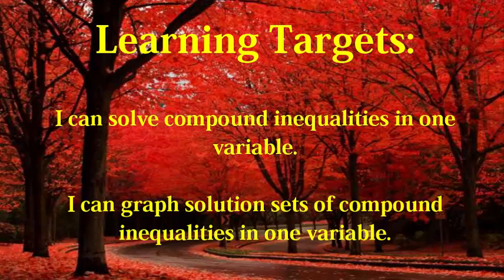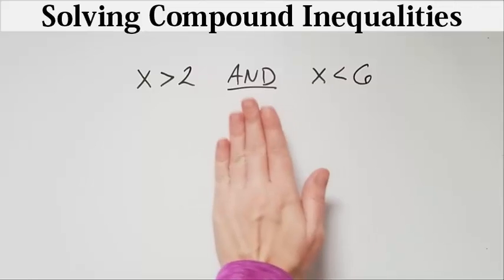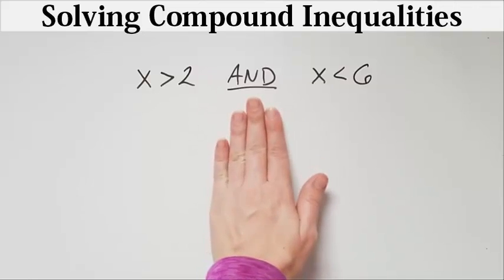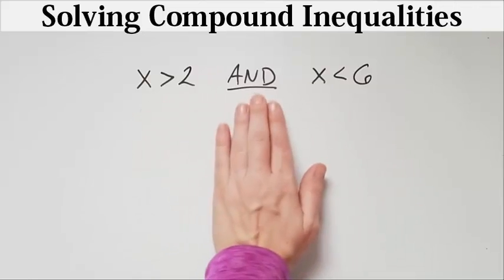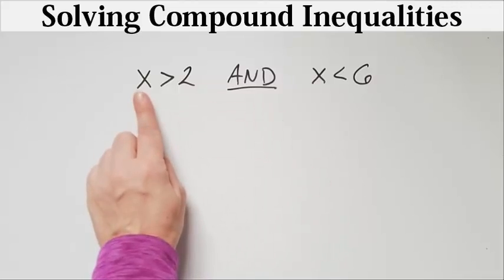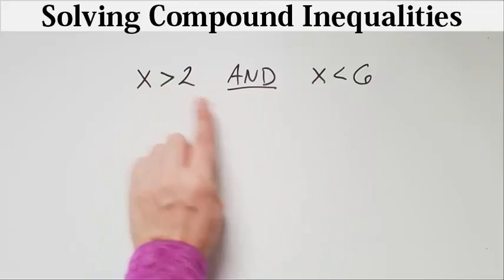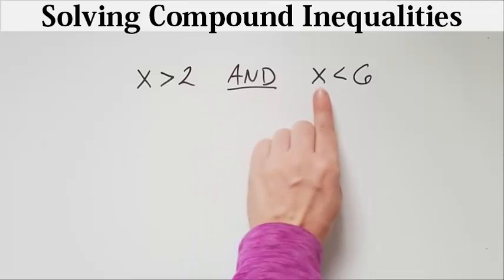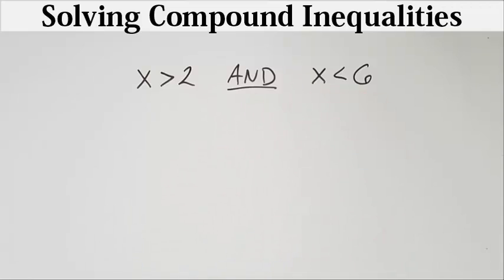Our learning targets today are: I can solve compound inequalities in one variable. I can graph solution sets of compound inequalities in one variable. We're now going to be solving compound inequalities. A compound inequality is connected by a word. For this particular problem, we're connected by the word and. So I want all the numbers that are larger than 2, and those numbers need to be smaller than 6.